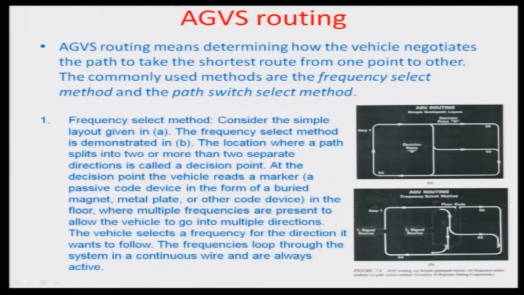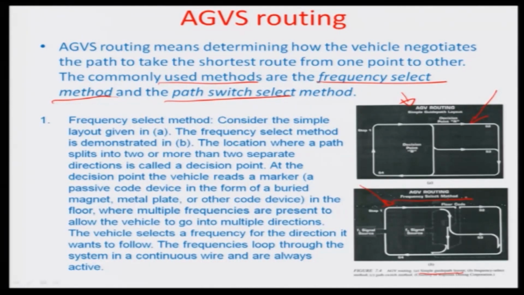Let us look at some of the routing systems. There are two different methods which are used for it. One is called the frequency select method and another is the path switch method. Let us look into both aspects. This right here is a routing scheme of the AGVS. It is a simple guide path layout, and this is the frequency select method being incorporated on the guide path layout.